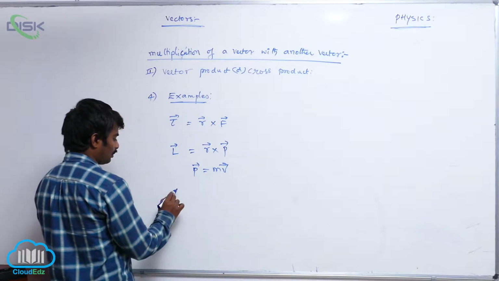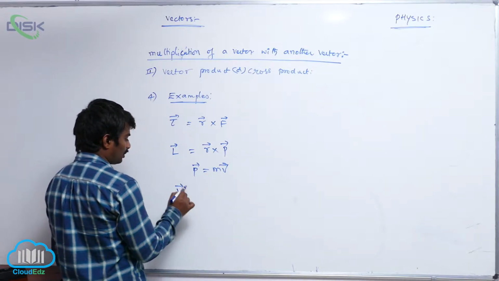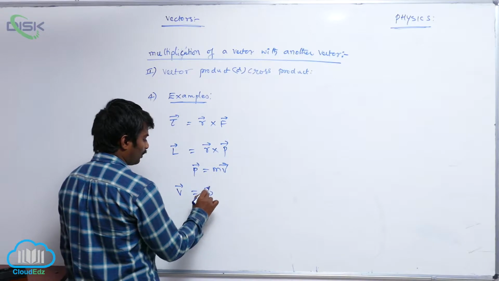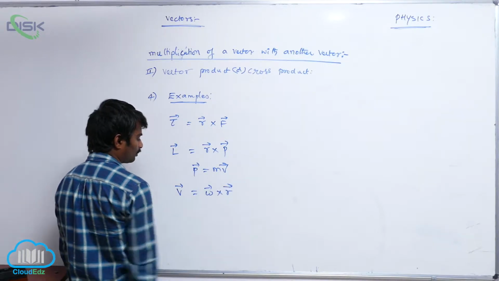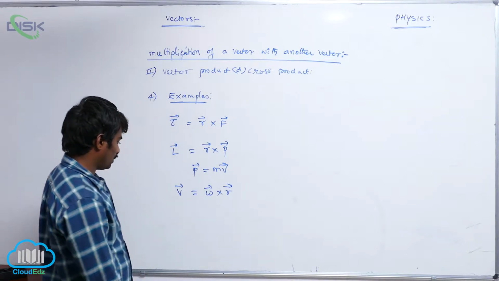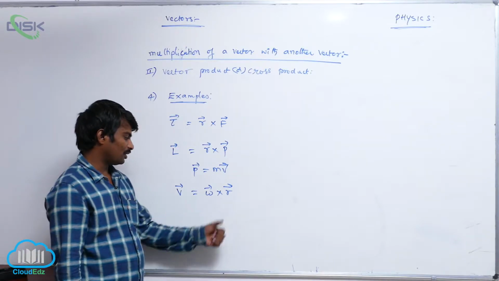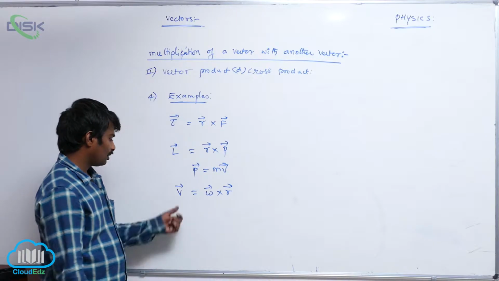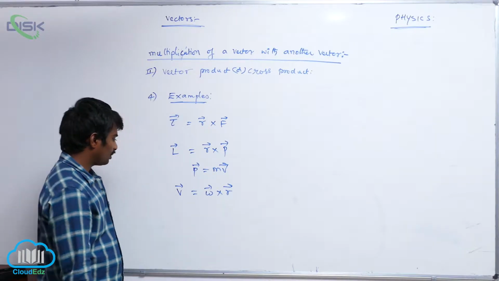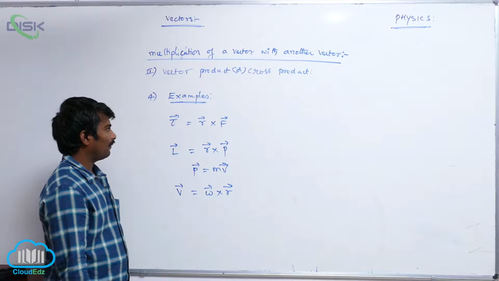Next, v bar is equal to omega bar cross r bar. In circular motion you are going to get it. Angular velocity, position vector of the particle from origin. Now v bar is the velocity vector.